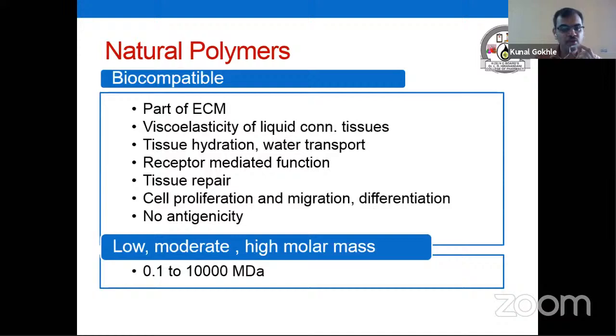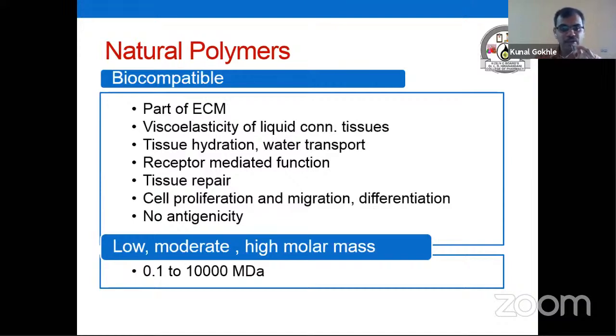Polymers are also important in tissue repair. They have a role in cell proliferation, migration, and cell differentiation. And the most important point is that currently known polymers have not shown any kind of antigenicity or immunogenicity.